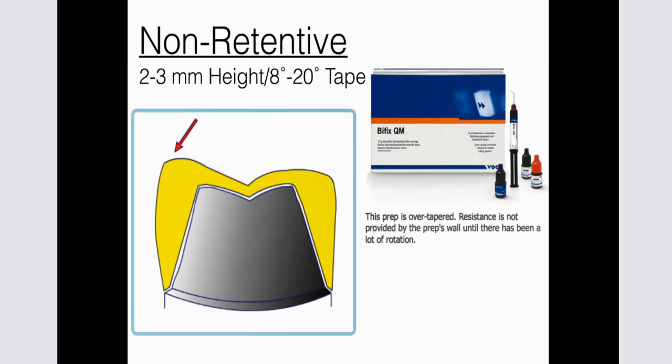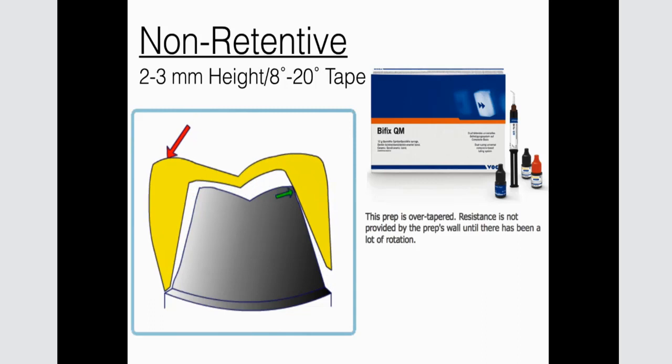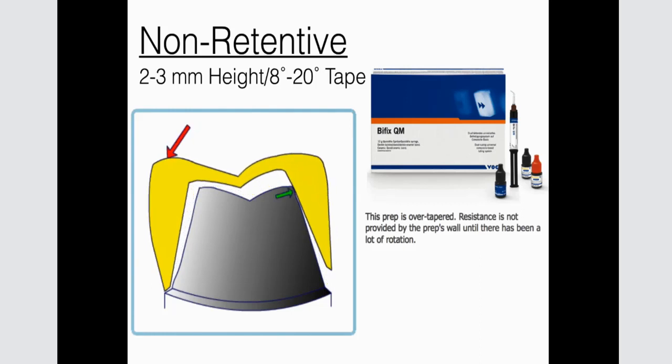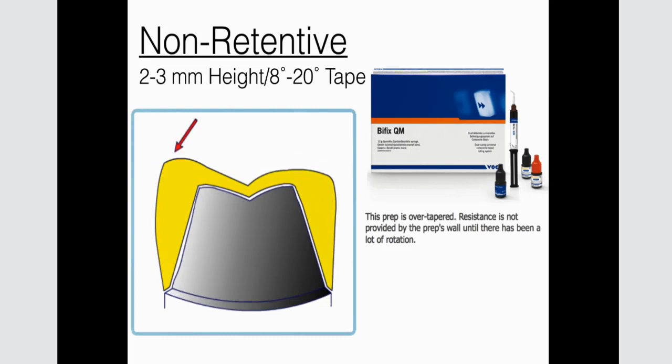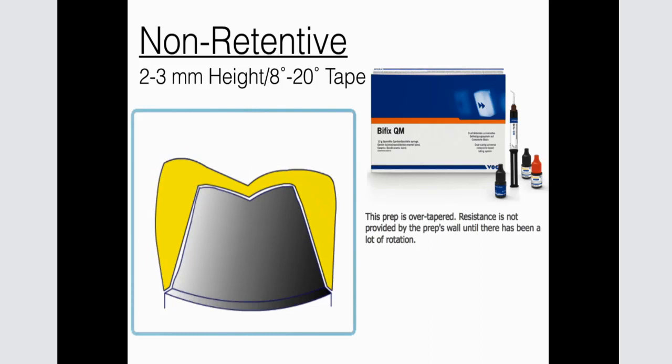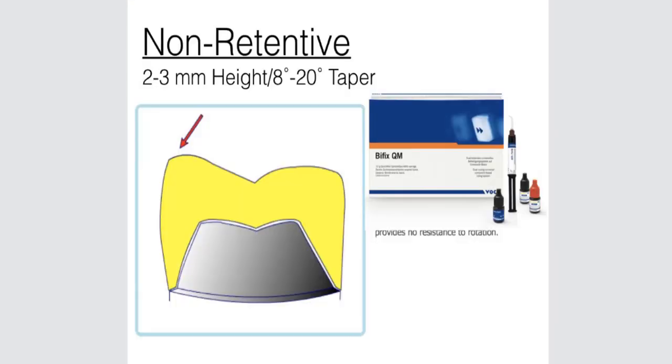Here's another example where we've got an ice cream cone prep, and in this situation where it's not retentive at all, I would not consider a self-adhesive resin cement. I would consider an adhesive resin cement where I have to put adhesive onto the preparation itself. So a lot of these situations are presenting, and we have to understand the strategy in picking a cement.